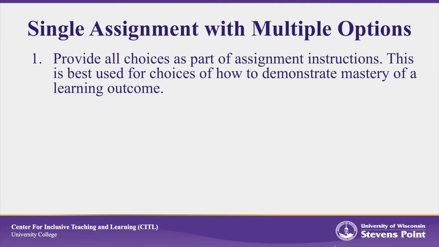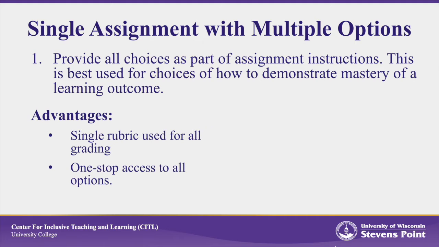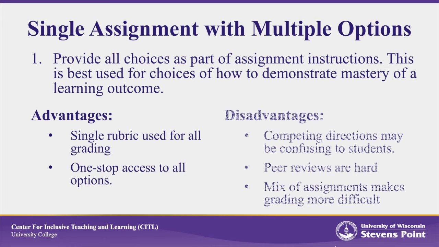This works best in assignments that measure the achievement of specific learning outcomes in which the learner's work, no matter what form it takes, can be evaluated using the same detailed rubric. It has an advantage of providing one-stop shopping for learners, so there isn't any confusion about having choices of different assignments. Difficulties with this can arise if there are detailed instructions for each option, since the instructions may become muddled and confusing from the student's perspective.